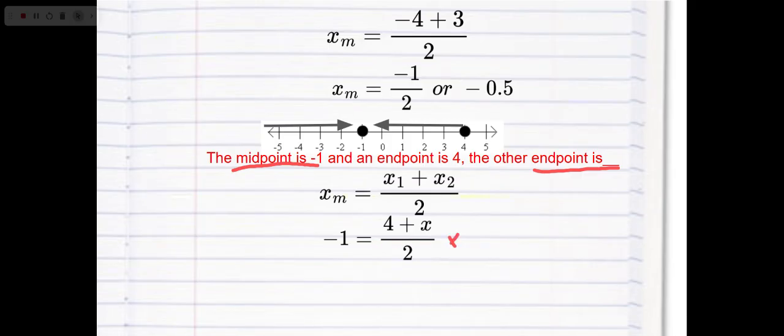So to get rid of that 2, I'm going to multiply both sides by 2. That cancels out the 2 on the bottom, and I'm left with 2 times -1, which is -2, and then 4 plus x on the right. If I want to solve for x, to get 4 to the opposite side, I do the opposite, which is -4. So -2 minus 4 is -6. Make sure you're bringing down those equal signs and you're showing every step. So -6 was the other endpoint, if that's what you guessed. Good job.